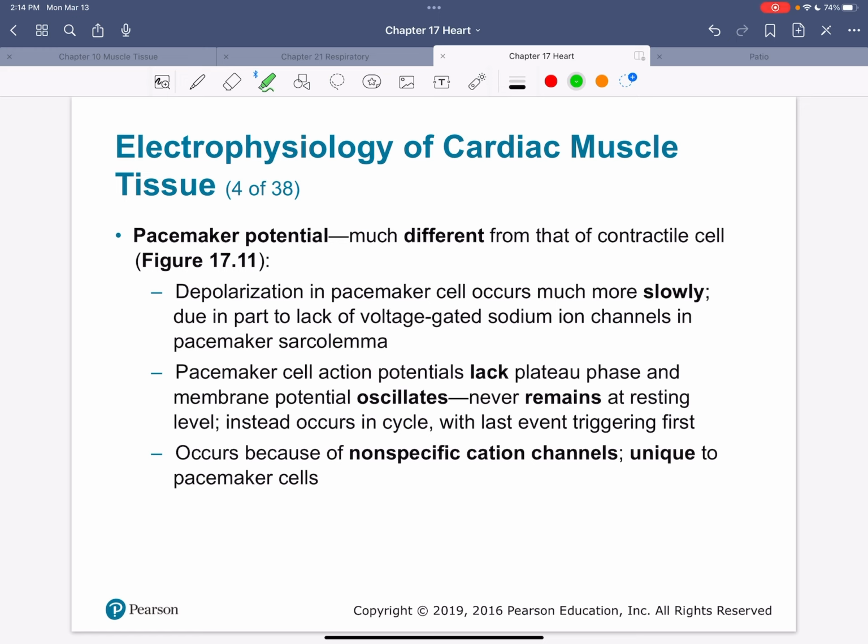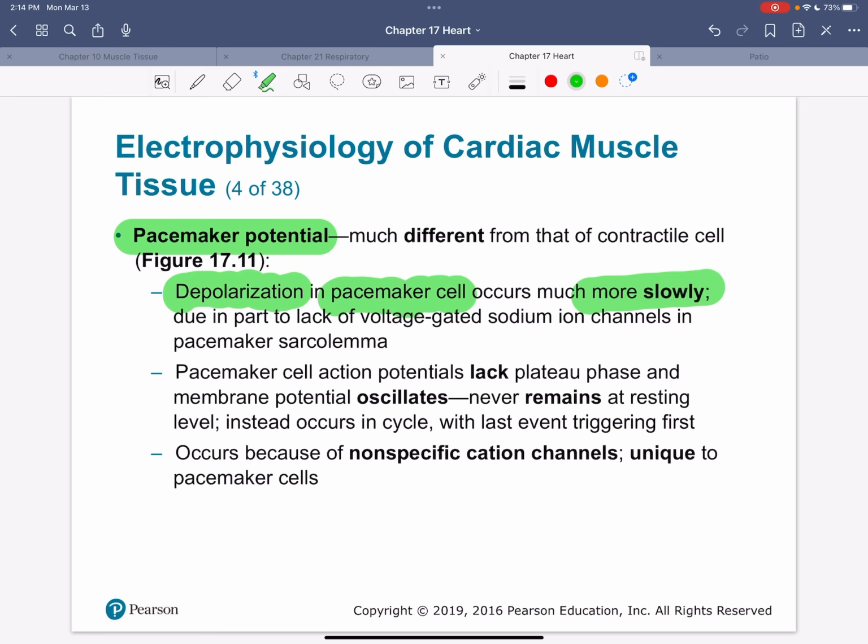The pacemakers act in a different way than your typical cells that we've seen to date. And they're different from those contractile cells. That depolarization, and this is going to be an important part, in pacemaker cells occurs more slowly.